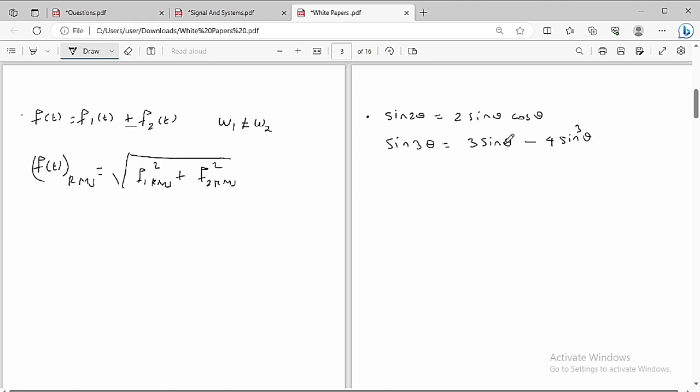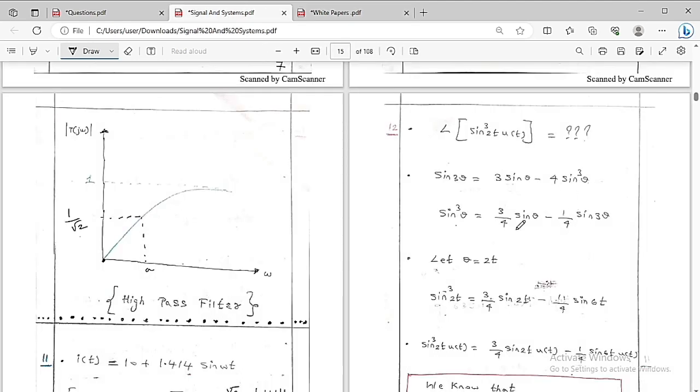Sine 2 theta is equal to 2 sin theta into cos theta. Sine 3 theta is equal to 3 sin theta minus 4 sin cube theta. If you know these formulas, it is very easy to solve this type of question. So sine 3 theta is equal to 3 sin theta minus 4 sin cube theta. I want to find sin cube theta. If we simplify, we get 3 by 4 into sin theta minus 1 by 4 into sin 3 theta. So I have got the expression of sin cube theta, which is nothing but this.